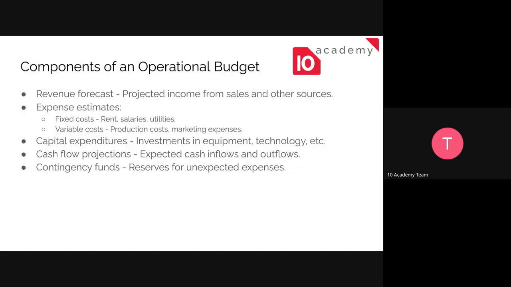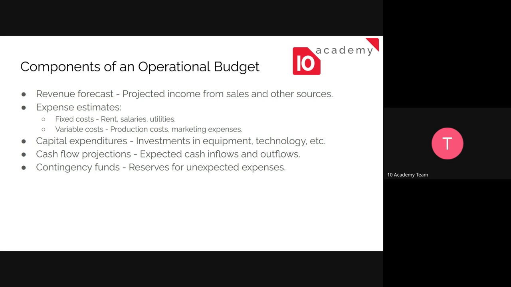So what are the components of an operational budget? The first and most important is the revenue forecast. It's just the projection of your income from sales. If you are selling products, it could be from sales of products. If you are selling a service, it could be from sales of service, but anything that you provide in return for money. So how much are you going to get from those? That's called revenue forecast.